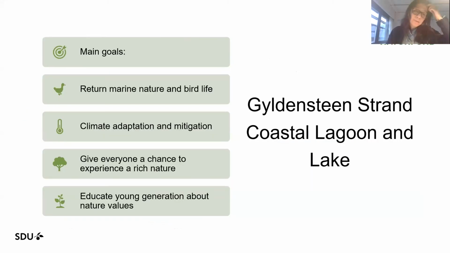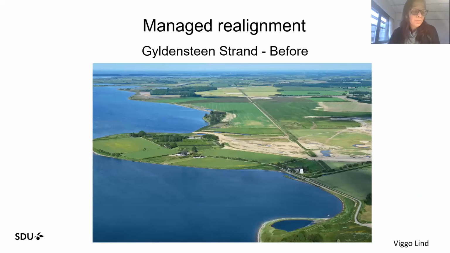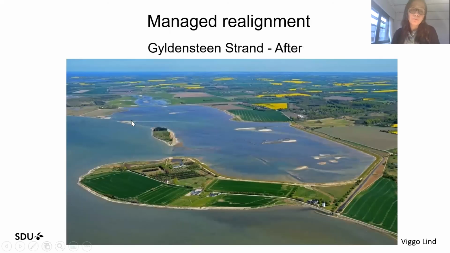And here I'm going to show some results of Gunsteinstrand, a project that we have funded by the Ove Jensen Foundation, and their goals are mainly to return marine nature and bird life, but they also think about climate, giving everyone a chance to experience nature, and public awareness. So that's how Gunstein looked before the managed realignment, and it is in Schön, close to Bodensee. Then after the dikes were breached, there was also a lake that was made, which is also separated by a dike. So we had the coastal lagoon and a lake here at the bottom.